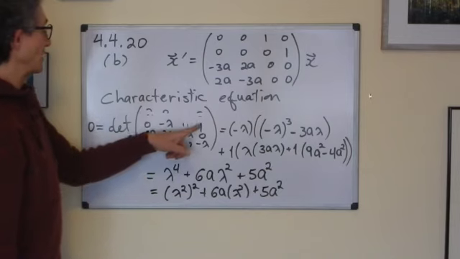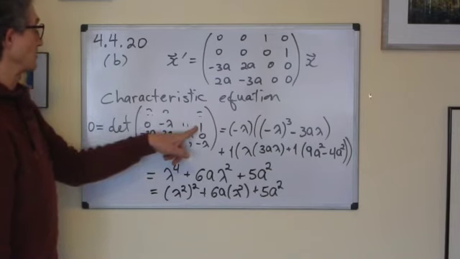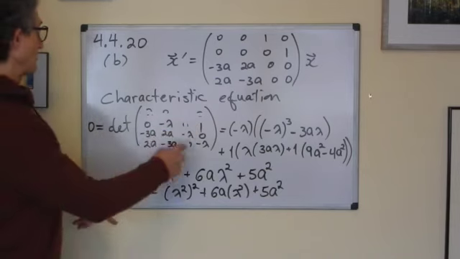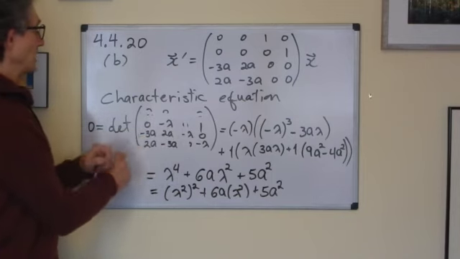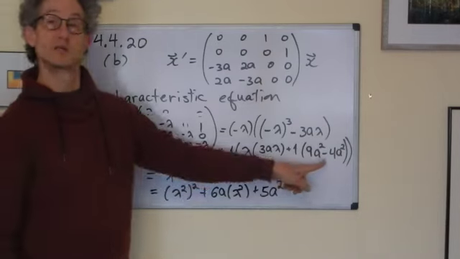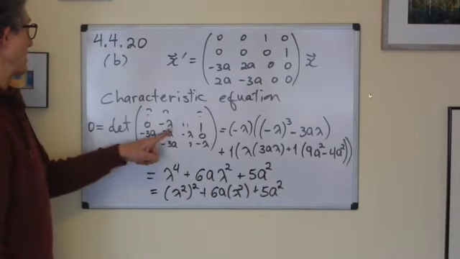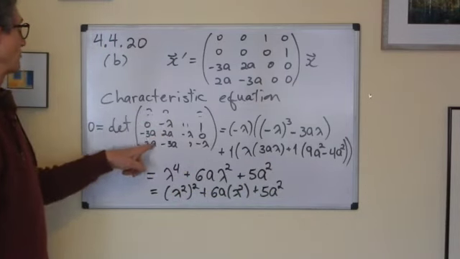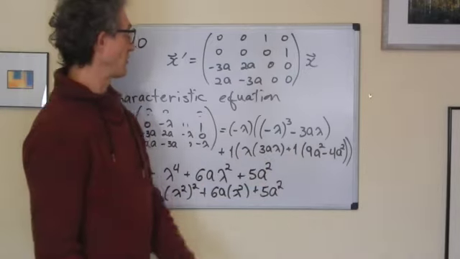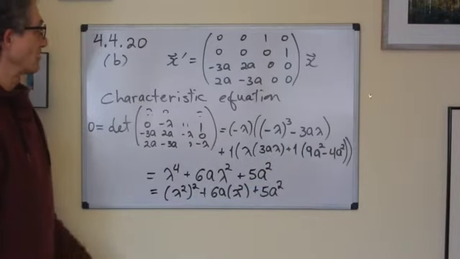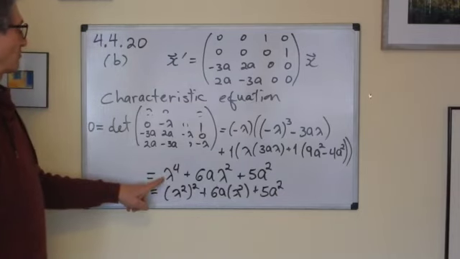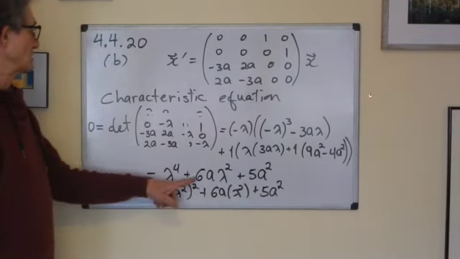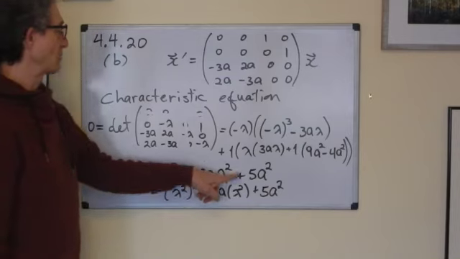And then moving on to this 1, which gets a plus sign, we get the subdeterminant of this 2 by 2, which is minus 3a times minus 3a, which is 9a squared, and then minus 2a times 2a, which is minus 4a squared. When you write all this out, you get lambda to the 4th plus 6a lambda squared plus 5a squared.